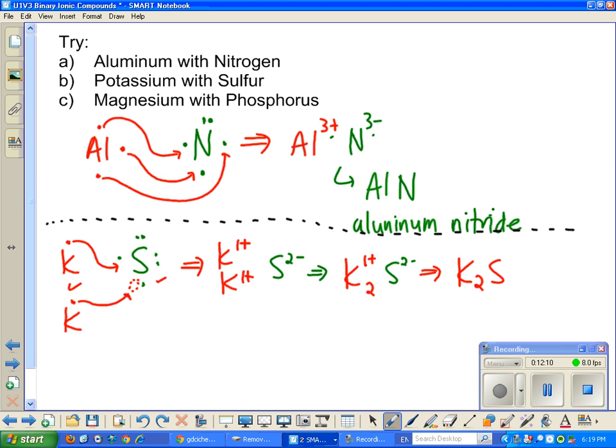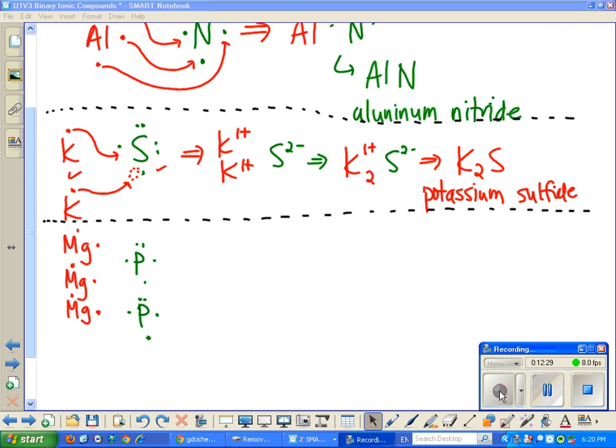And when we name it, we use the alchem periodic table. We see that K1+ has a name of potassium, same as its element name, but S, when it gains electrons, is no longer sulfur, it's sulfide. All right, now that you know that little trick, try C. Pause the video, try it, and then check your answer with me.